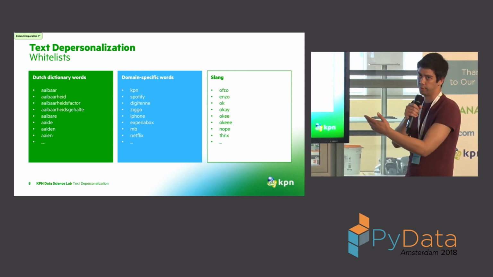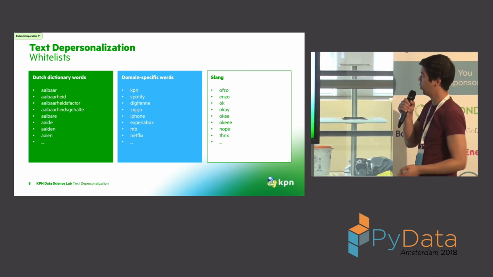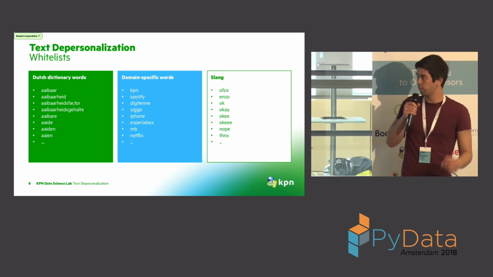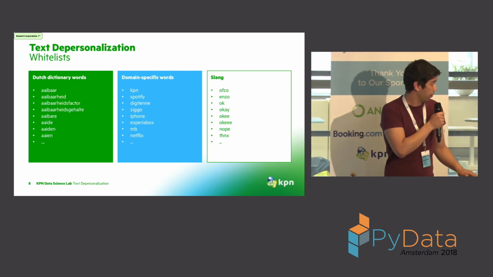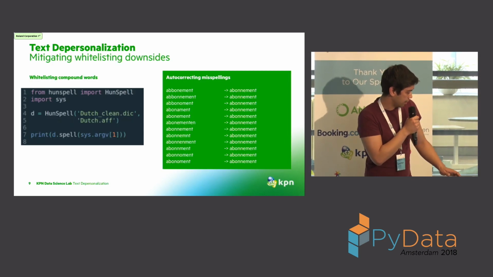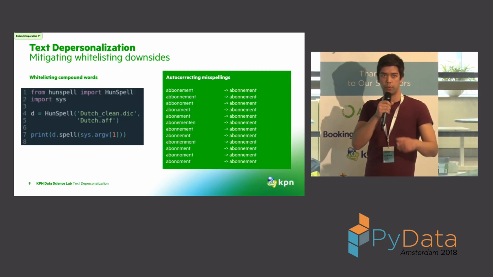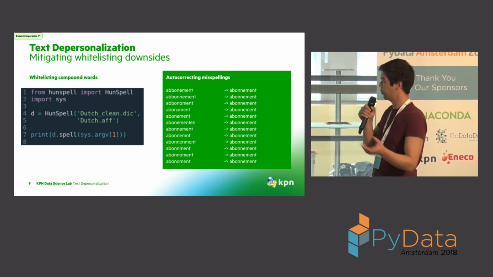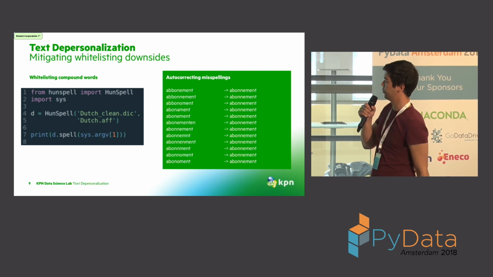And then we add some domain-specific words like KPN, which a dictionary doesn't know, and we need some slang because a lot of people, when they're chatting, don't write Dutch very well. And then, yeah, we have our whitelist, and we can do what we set out to do, which is depersonalize the text. So anything that's not in our whitelist, we filter it out.